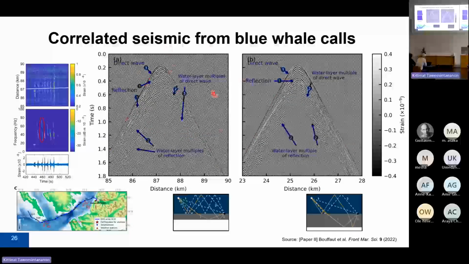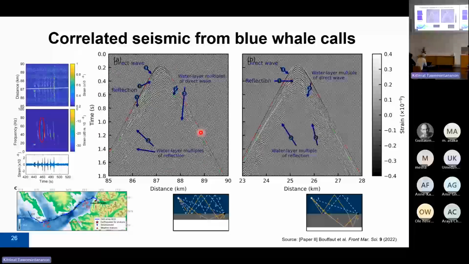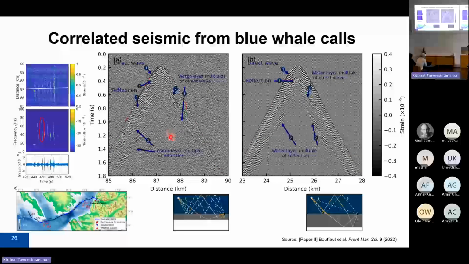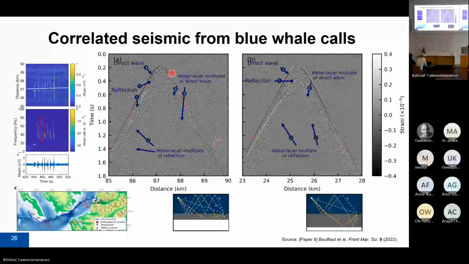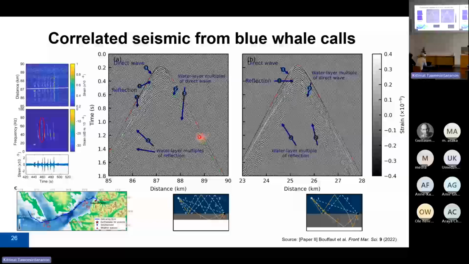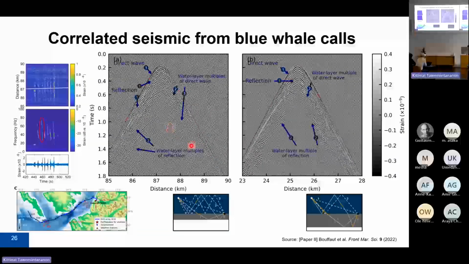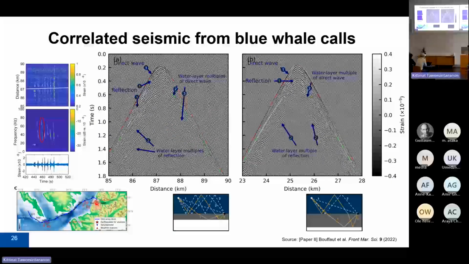And we got this kind of seismic profile. This seismic profile is from one individual whale vocalization. So one downsweep here can deliver a correlated seismic profile like this, at this location. And another location is on the right-hand side.